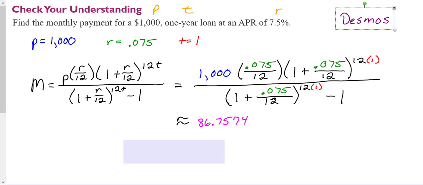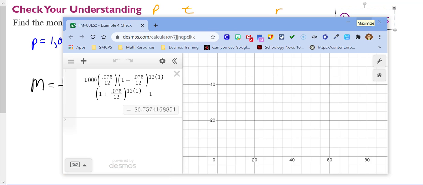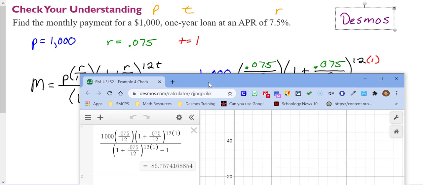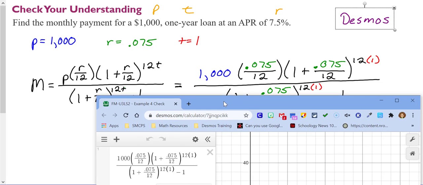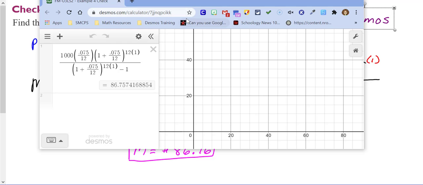86.7574. Remember, you need to round it to the second decimal position because we were talking about money. So because there's a 7 after the 5, that means our monthly amount rounds up to $86.76. And once again, I use Desmos for this, and you can see very easily that it matches my equation up here. And it makes it quite easy to double check to make sure that I have things done correctly.